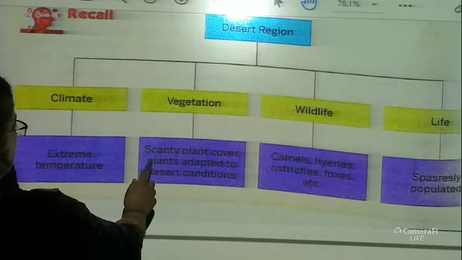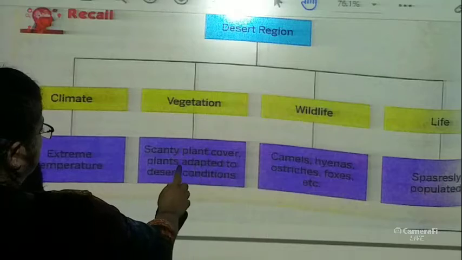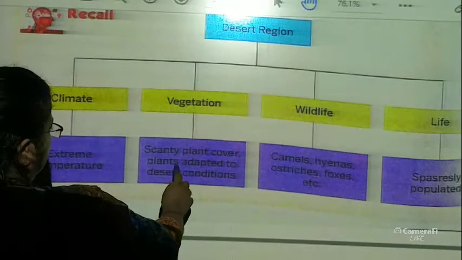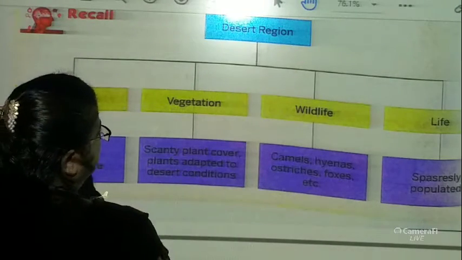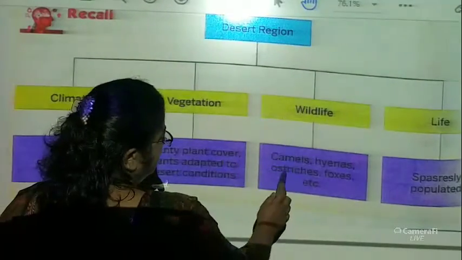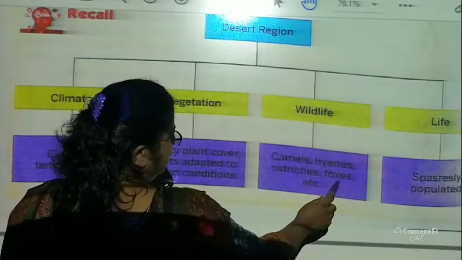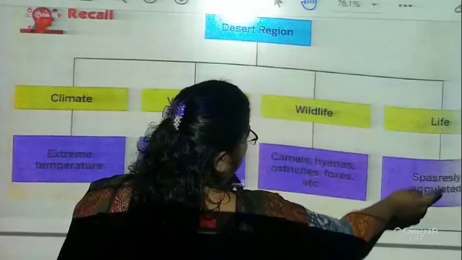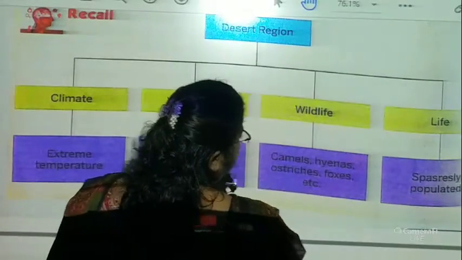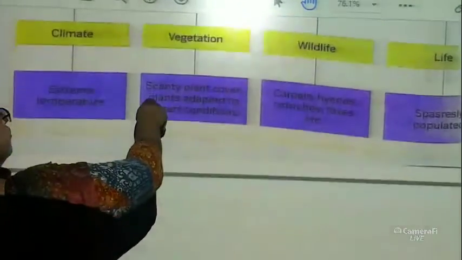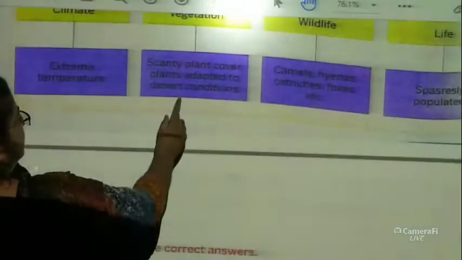Okay. Vegetation, scanty plants cover the land; plants adapt to the desert conditions. Wildlife, camels, hyenas, ostriches, foxes, etc. Life, sparsely populated. That means it's not highly populated, it is rarely populated.